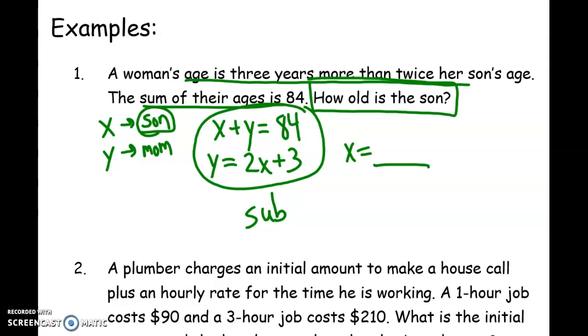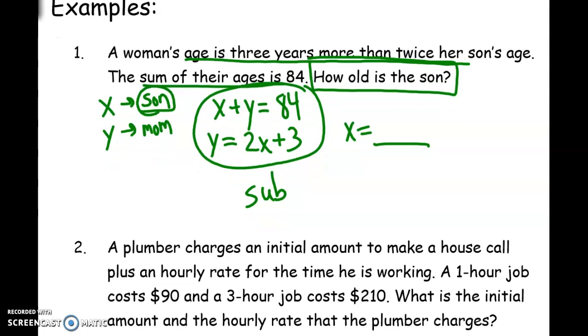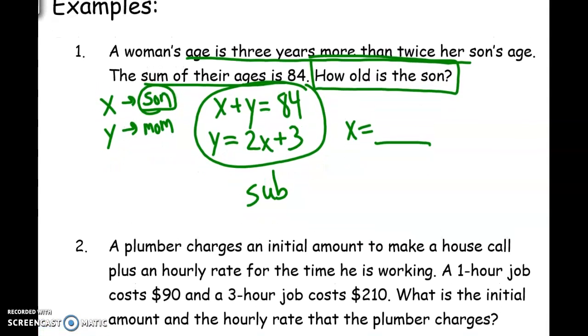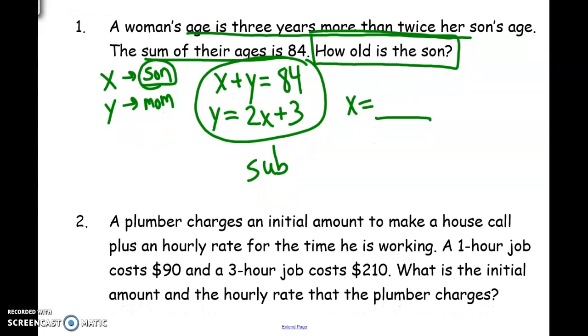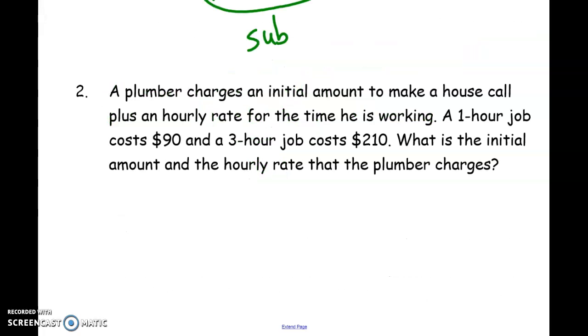So let's take a look at the next example. All right, a plumber charges an initial amount to make a house call, plus an hourly rate for the time he is working. A 1-hour job costs $90, and a 3-hour job costs $210. What is the initial amount and the hourly rate that the plumber charges?